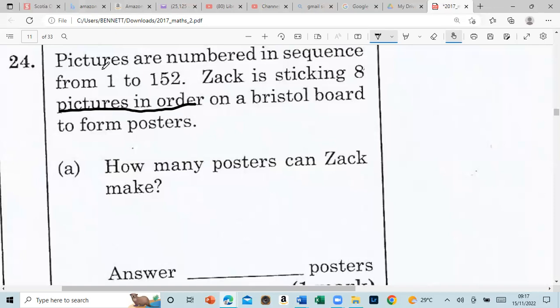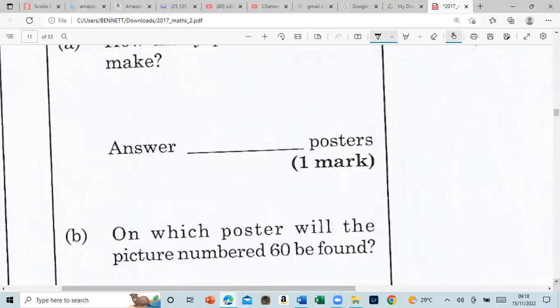So it says pictures are numbered in sequence from 1 to 52. Yeah, so we get that. Zach is sticking 8 pictures in order on a Bristol board to form posters. How many posters can Zach make? Now, assume say 8. Now before that, guys, I don't know what they are trying to say. And it's 1 more. I don't get it. Feel like something is missing.